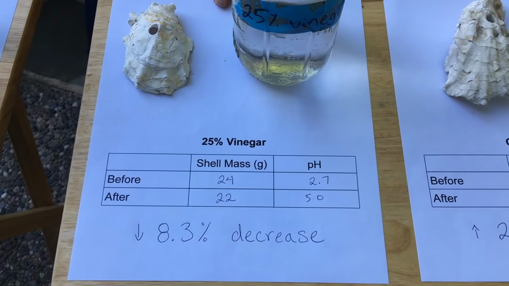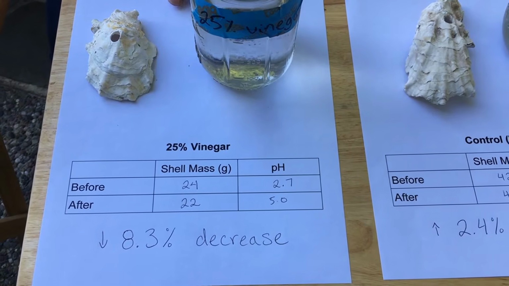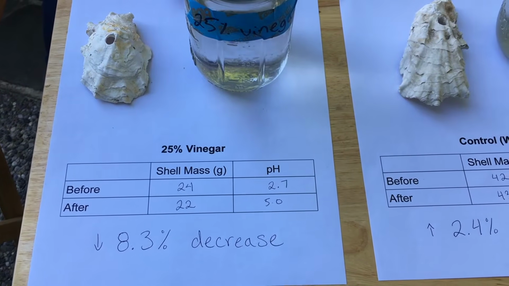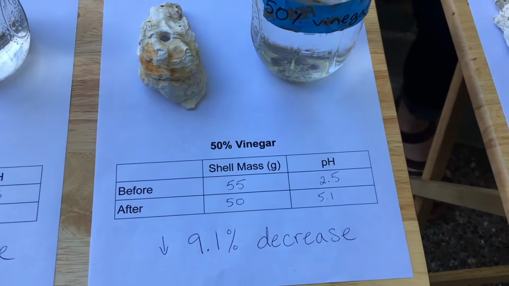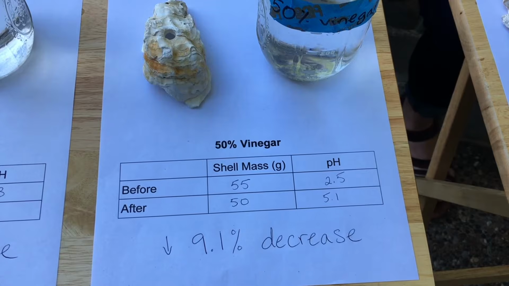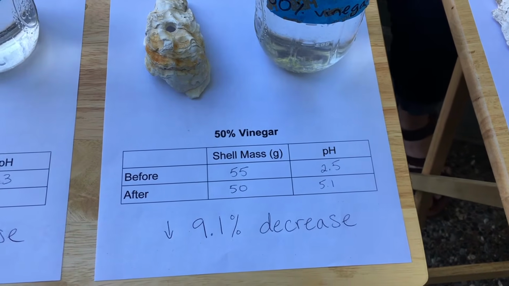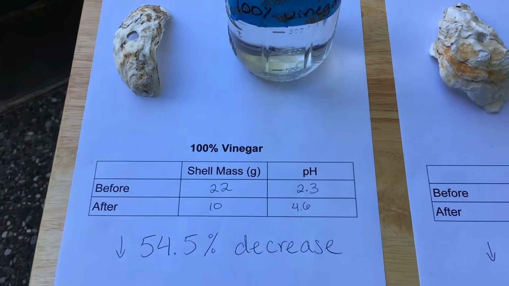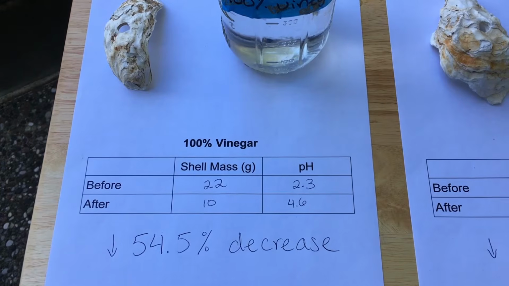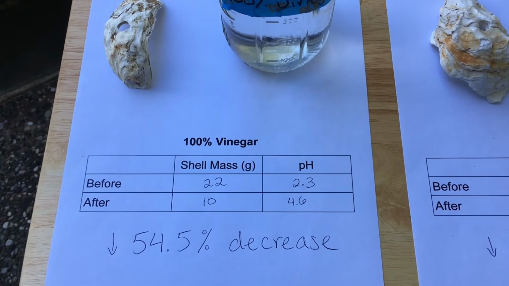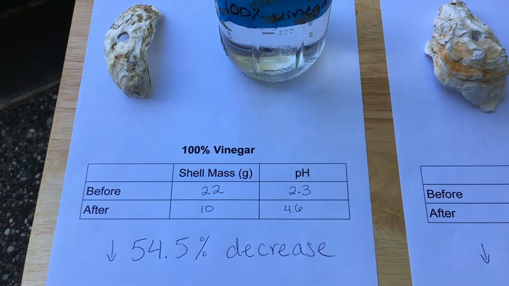In our 25% condition, we had an 8.3% decrease in shell mass. So a little bit of mass was lost as this shell soaked in the solution. For our 50% condition, we had a 9.1% decrease. So a little bit more of a decrease than our 25% condition, but not by much. Now in our 100% vinegar solution, the shell actually lost 54.5% of its mass. So that means that this shell is now less than half of the mass that it was before we started the experiment.